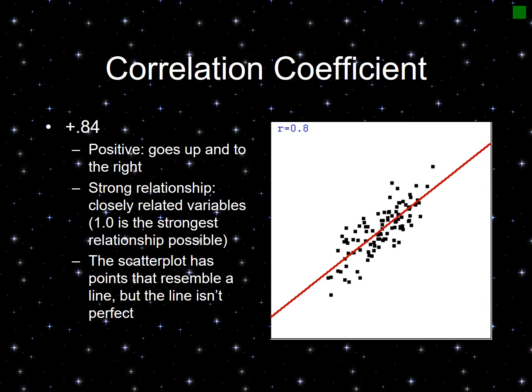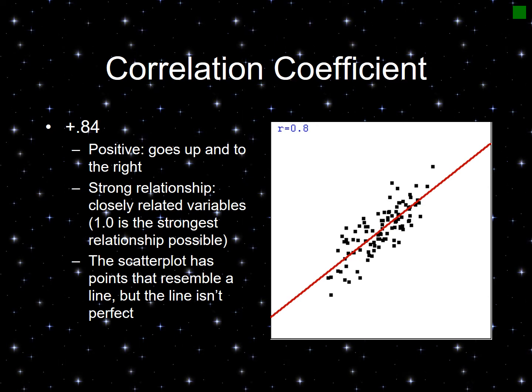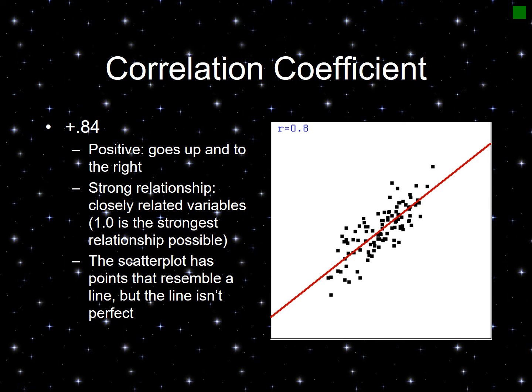A lot of times you'll see it on a graph with the R equals and a number. We know it's positive because it goes up to the right. It's a pretty strong relationship. The data points are pretty close to each other, and there's a pretty good best fit line going on there. It's close to 1. It's not 1.0, because that's the strongest you can get.